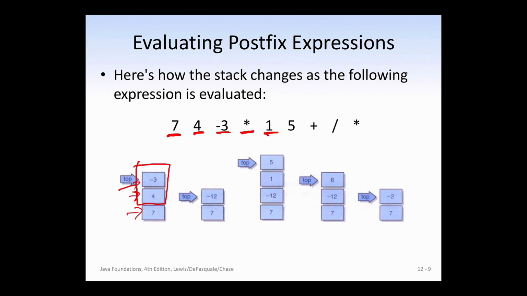And then the 1 and the 5 got pushed on the stack. The plus, so we'll add 1 and 5 to get 6. With the divide, we divide -12 and 6. The -12 came first, so we're doing -12 divided by 6, which gives us -2. The very last step is to multiply -2 times 7, which isn't shown here in this diagram. But if we push that result on the stack, we'd get -14. Our input is empty, and we have one element left on the stack, which is the answer, the evaluation of that expression.